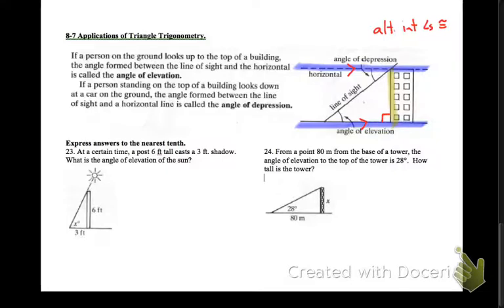So we'll talk more about the angle of depression and elevation, but I think you can probably still do numbers 23 and 24 without understanding those terms, because especially with the diagram, at a certain time, a post that is 6 feet tall, eventually I'm going to ask you to draw these yourself, casts a 3-foot shadow. Shadows are on the ground. What is the angle of elevation? What is that angle? That's a right triangle, and you're solving for the angle. That's really no different than what we were doing just a minute ago. See if you can solve it.